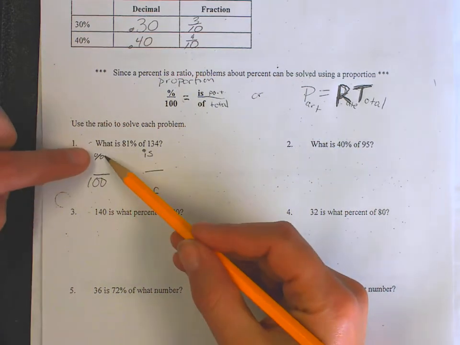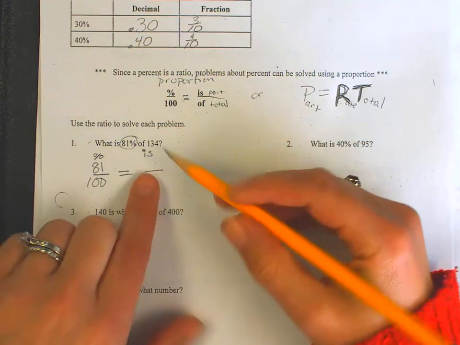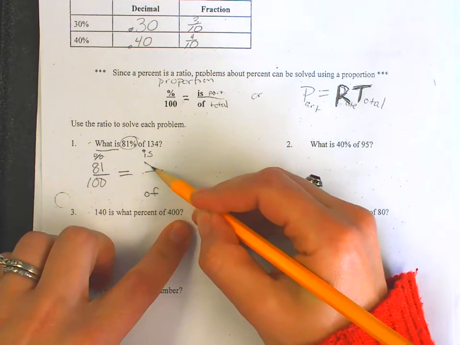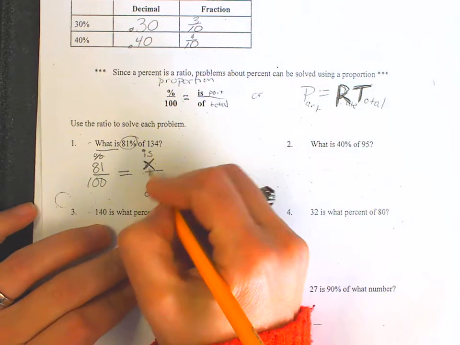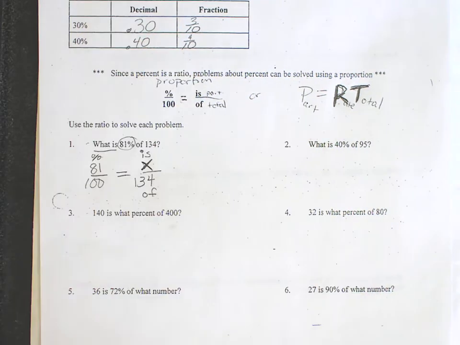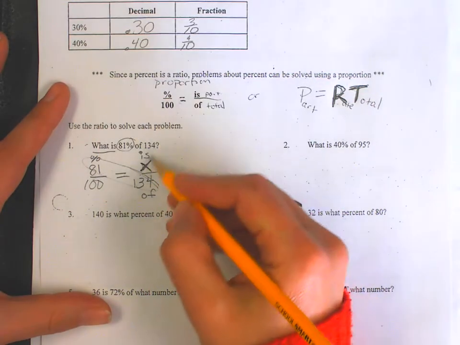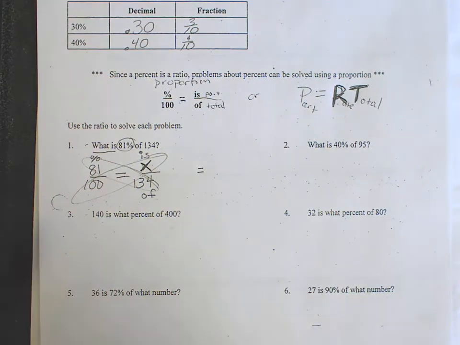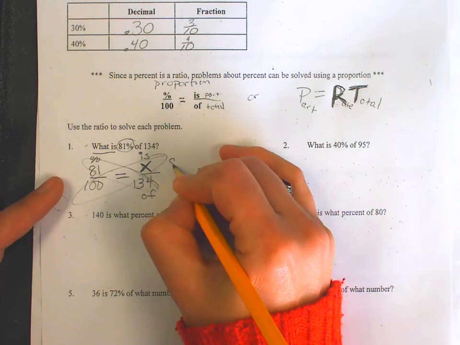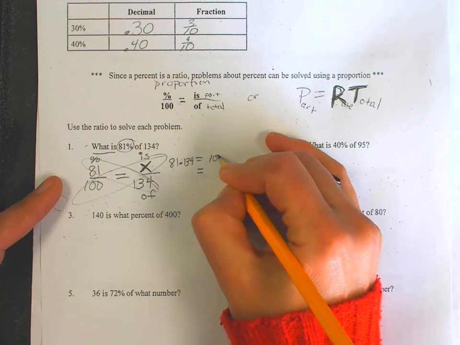Do you know the percent? 81. What is? I don't know. When it's a what, I don't know it, I put an X. And it's out of 134. After you've written the proportion, put the labels down and then filled in the numbers. Cross multiplication comes next. Don't forget to keep things equal. I can do 81 times 134 on one side and 100 times X on the other.